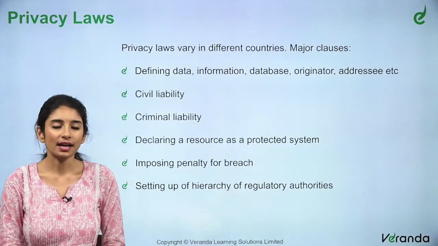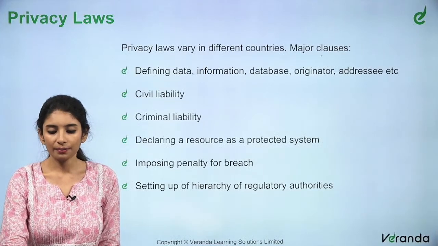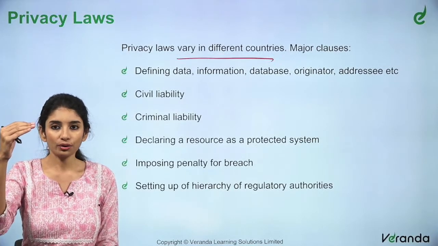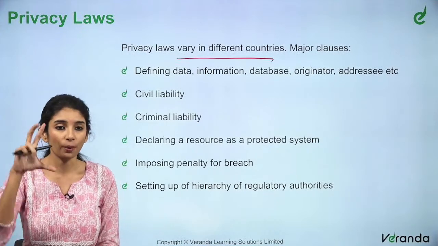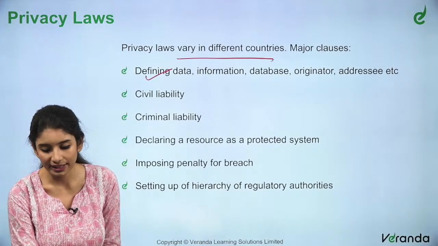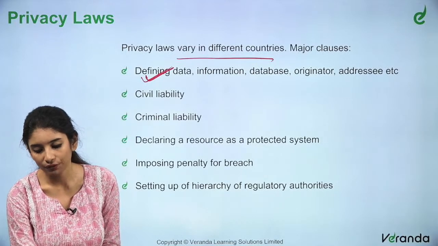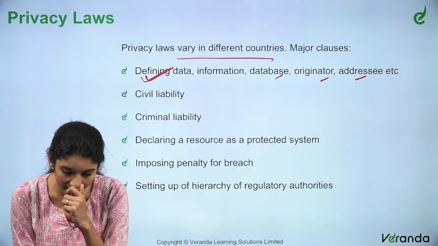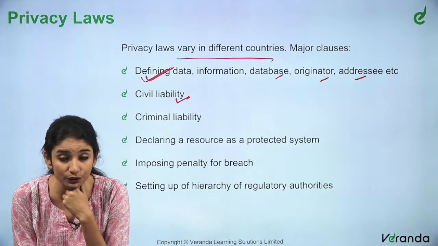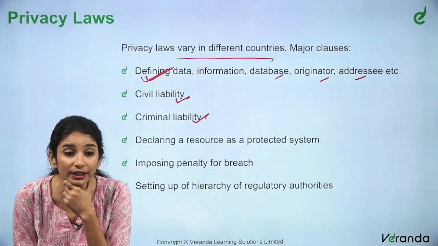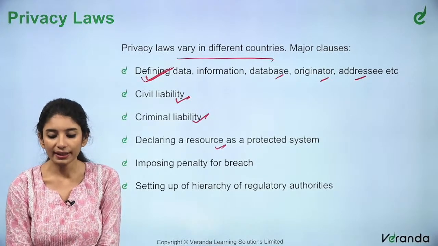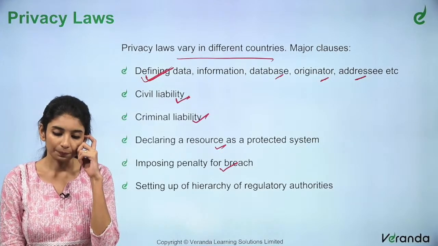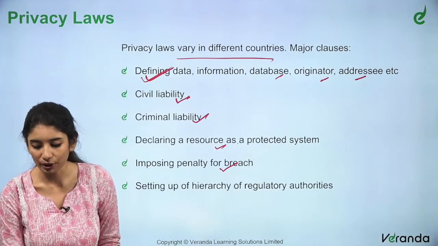Okay. Finally, the last topic is privacy laws. Privacy laws are different in different countries. We have various measurements for privacy laws or privacy policy. First, we need to define the data. Define the meaning of database, originator, addressee. Define all these important meanings. Next, we have to identify what offense calls for a civil liability and what offense calls for a criminal liability. After that, declaring a resource as a protected system. Imposing penalty for breach of data.